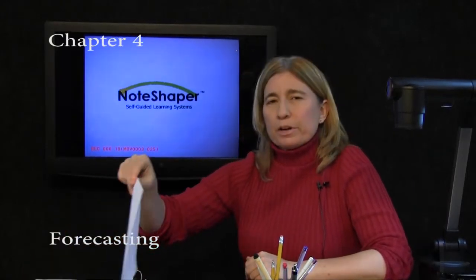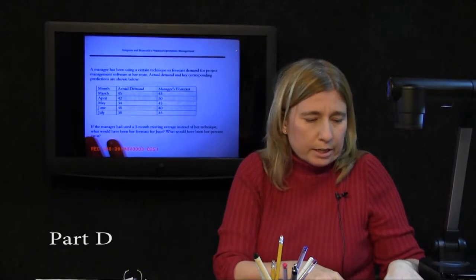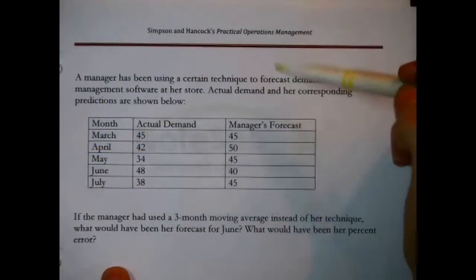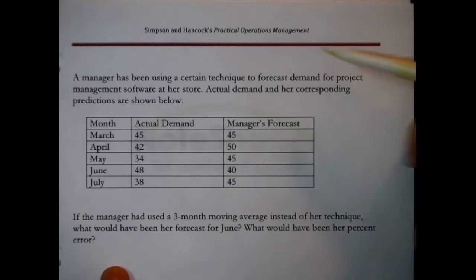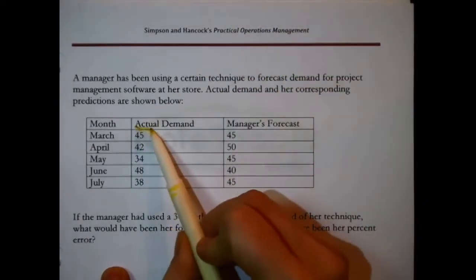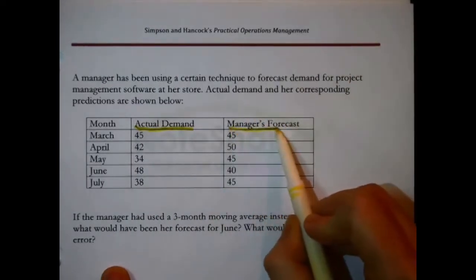This scenario in which the manager is trying to forecast the sale of project management software is a good example of a kind of problem that looks like it should be pretty simple, but it's a surprising amount of work, particularly the second half. Let's take a look. A manager's been using a certain technique to forecast demand for project management software. Actual demand is listed below and her corresponding forecasts.